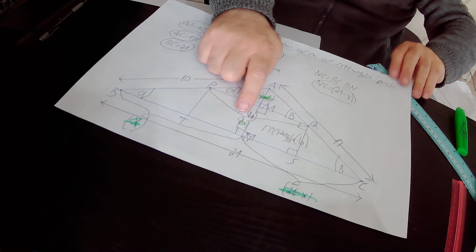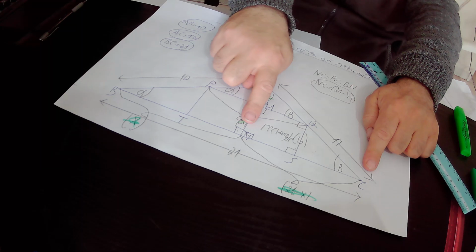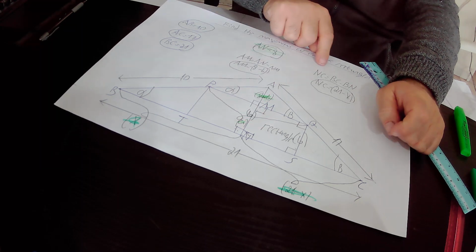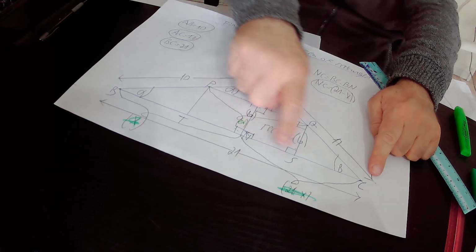So what is the length of line segment NC? The length of line segment NC equals BC minus BN. That is to say, NC equals BC, that is 21, minus BN, that is x. So in total, NC equals 21 minus x.